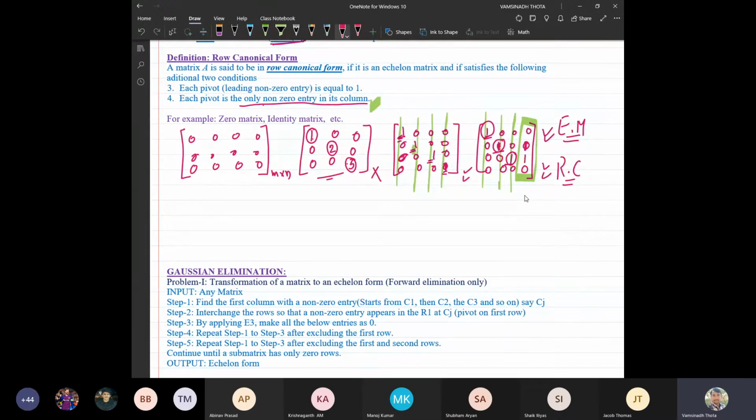I think by this time you might have understood. Now the question is, does anyone have any doubt in understanding the echelon form and row canonical form? Please reply in the chat box if you have any doubts.